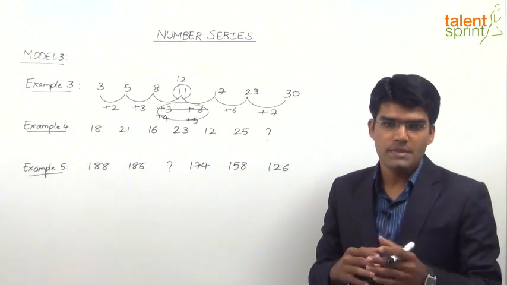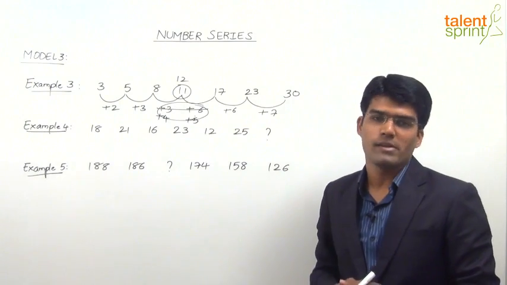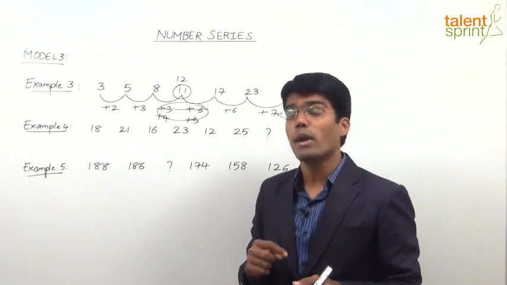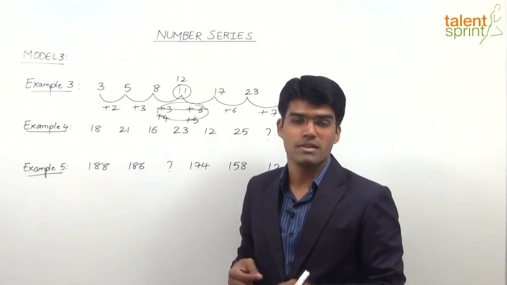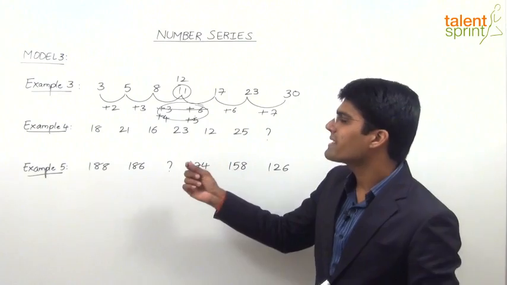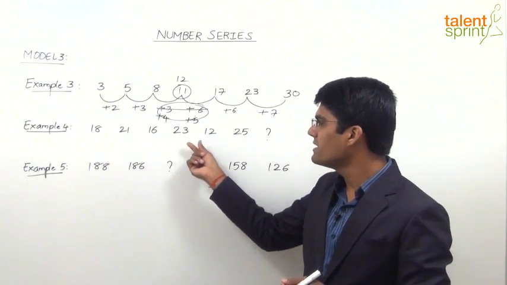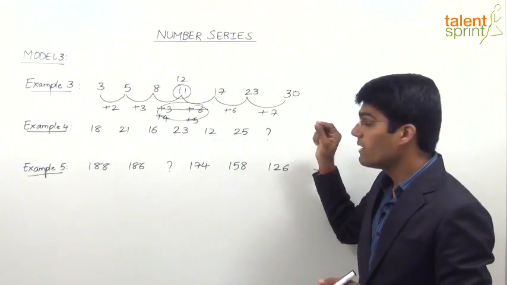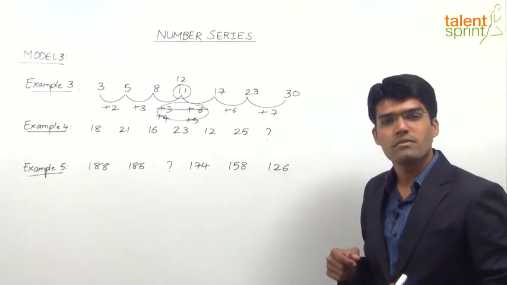number series. And especially when it comes to series where you have to find out the wrong numbers. Why? Because in such series, we have no idea which of the given numbers is wrong. So it becomes a little difficult to find out the logic there. Let us now take the next example, that is 18, 21, 16, 23, 12, 25, question mark. We are supposed to find out what comes in place of question mark.